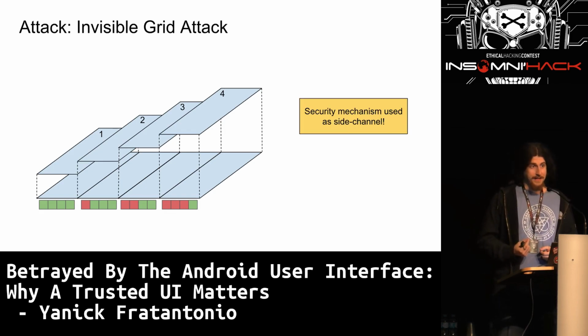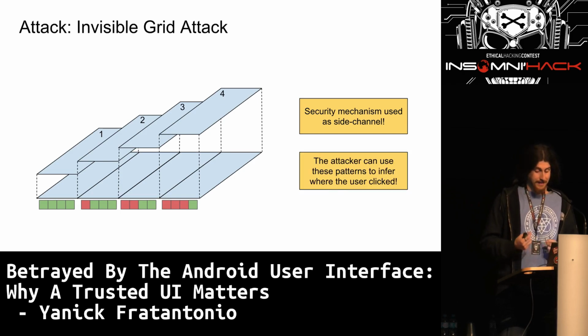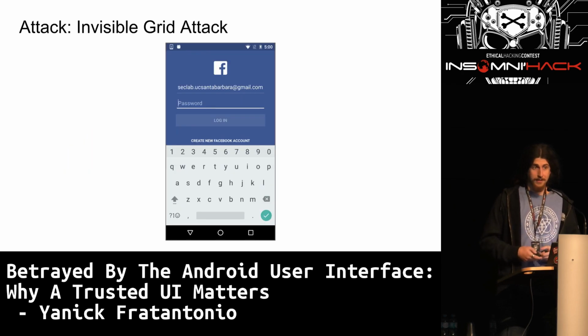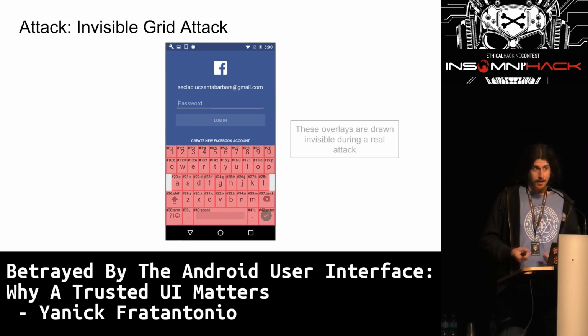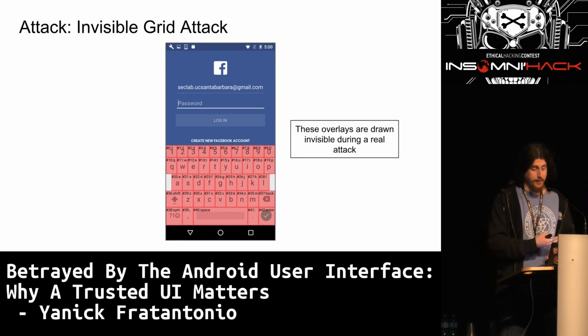The beautiful part here is that we are using a security mechanism as a side channel. And this was enough to basically understand where the user clicked. Of course, to weaponize it, you just create many overlays, one on top of each key, organized as I showed before. And during an attack, of course, this is all invisible, so you don't see anything. And then you basically have a live stream of what the user is typing.